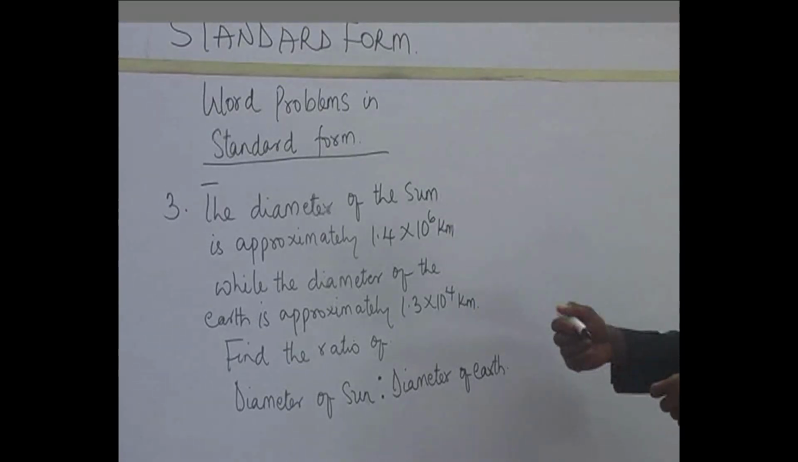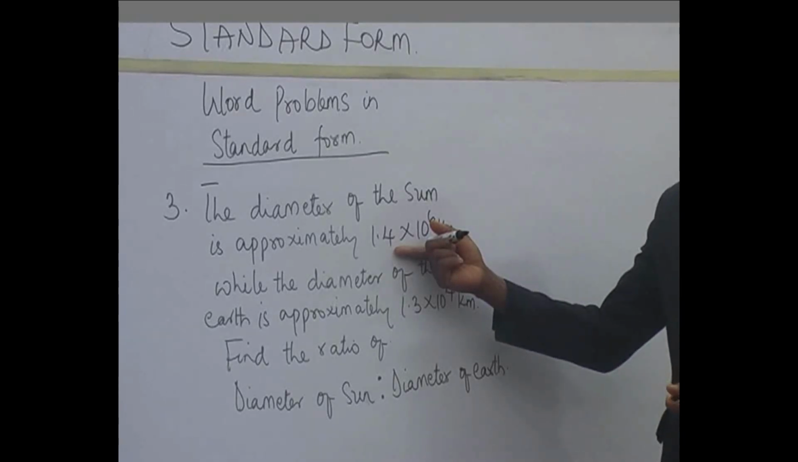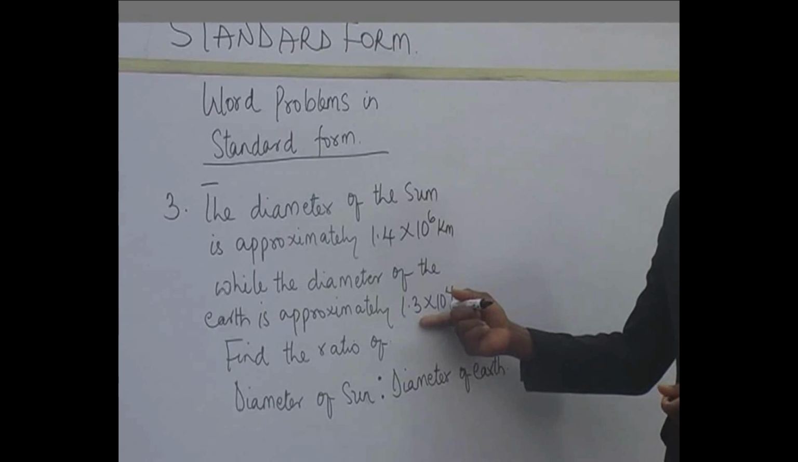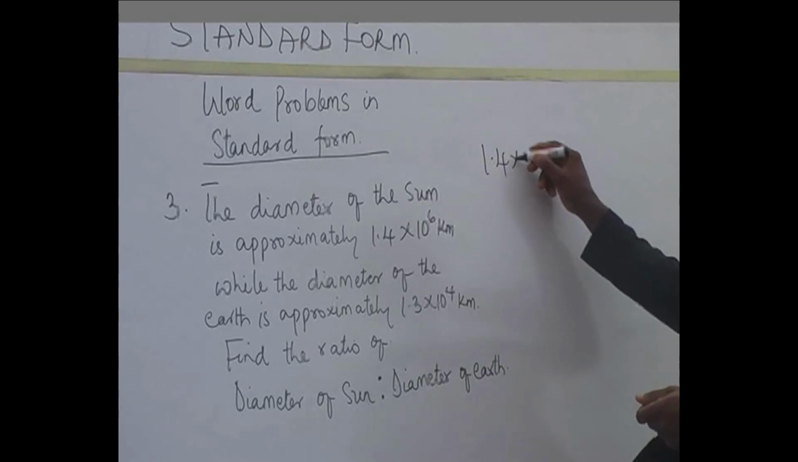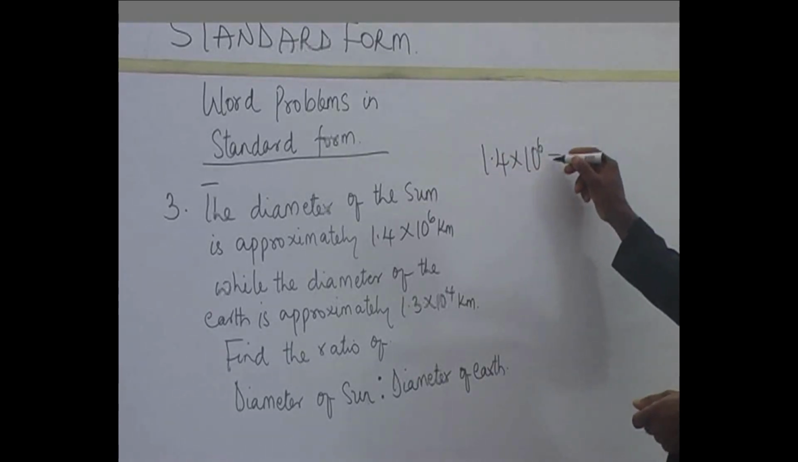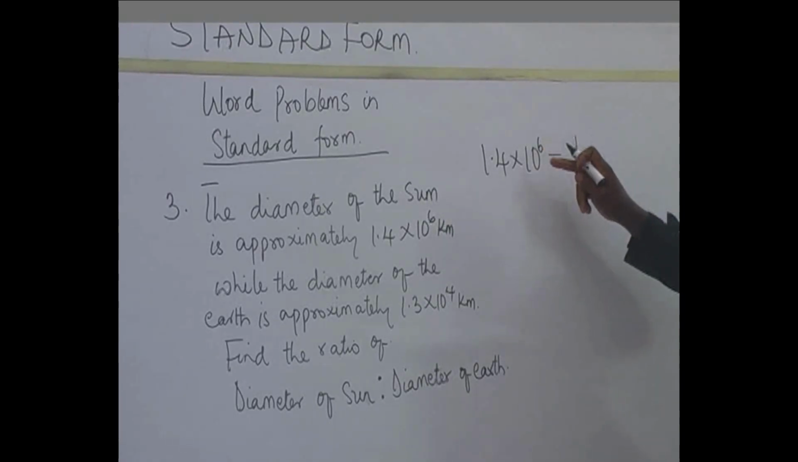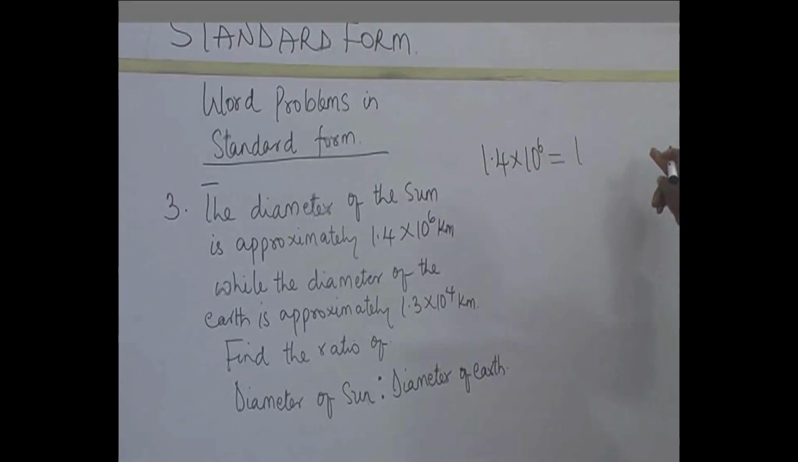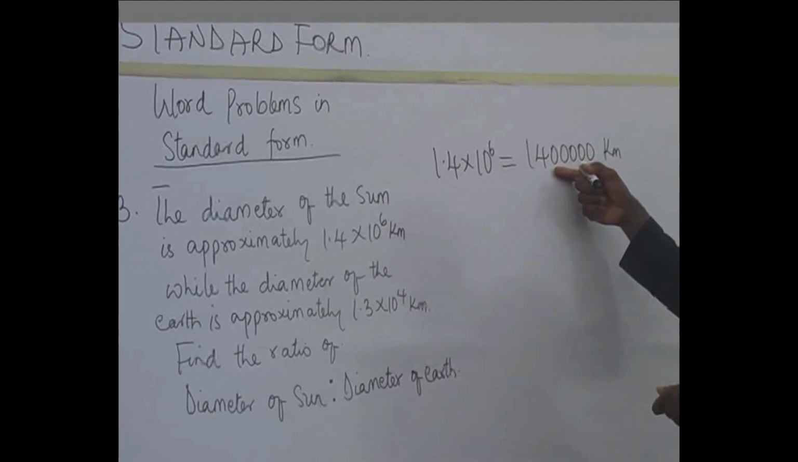First of all, the number you have in standard form, change it to ordinary form. That is the diameter of the Sun and the diameter of the Earth. The diameter of the Sun, they said, is 1.4 times 10 exponent 6. Because of the 6, move the decimal point towards the right 6 places. That is 1,400,000 kilometers. This is the value of this.